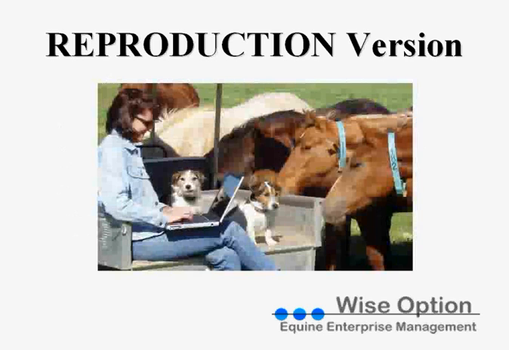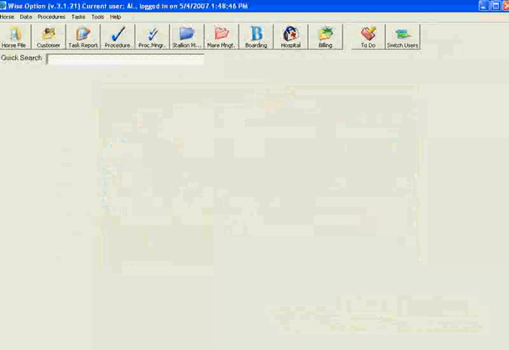So let's start using Wise Option. This is the main screen of Wise Option that you'll see. This hospital tab is not usually there. We're promoting the hospital feature to the end of 2007 at no extra charge when you purchase either the training or reproduction version, so that is there as well. So from here, we're going to start at the horse file.